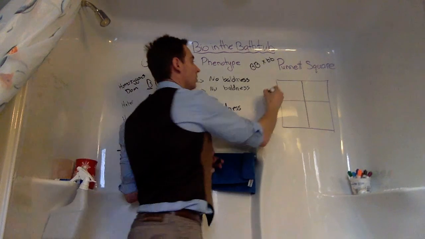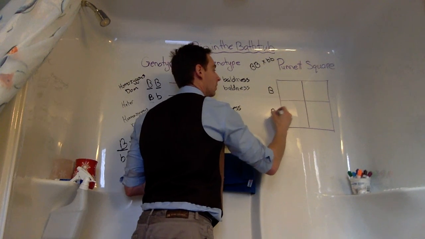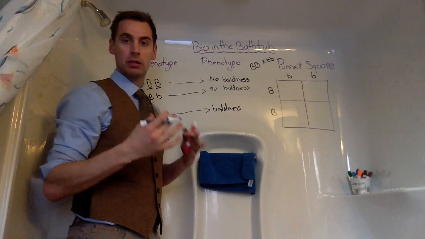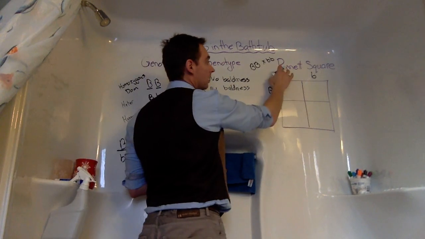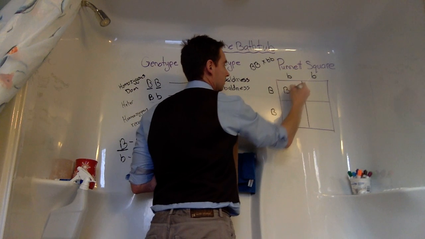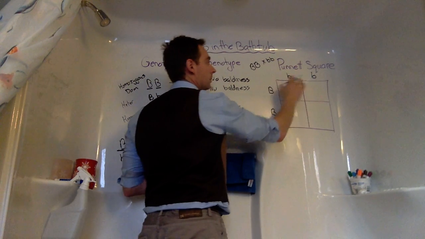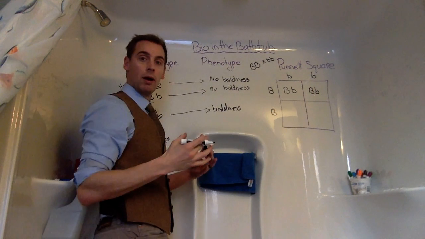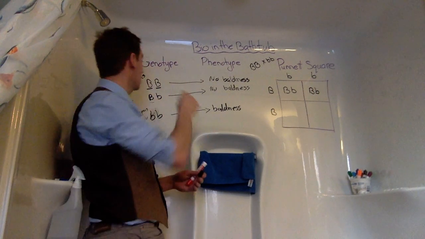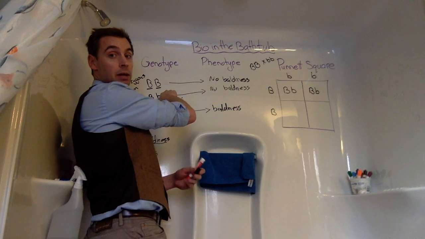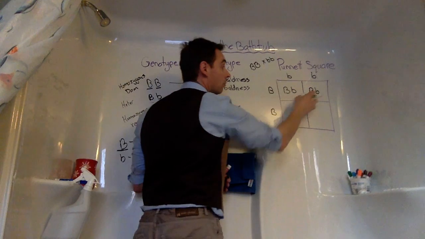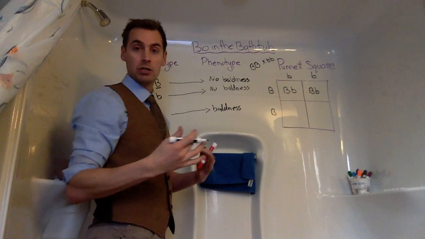Okay? So what we're going to do is put one in each. And now we're going to combine each of them together. So we have a capital B, lowercase b, capital B, lowercase b. And as you notice, each square ends up with two, just like we did over here in our genotype. Because that's what we're creating, our genotypes, and then we can figure out what the phenotype will be based on our outcome.